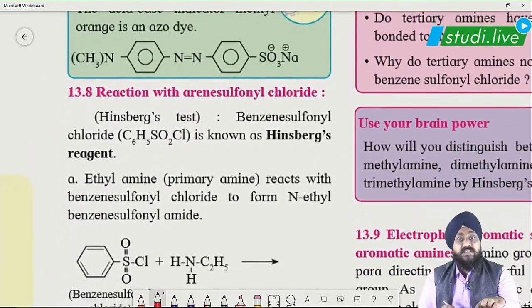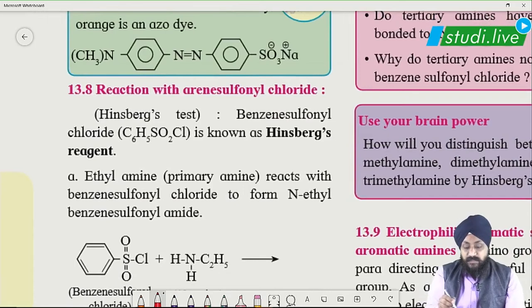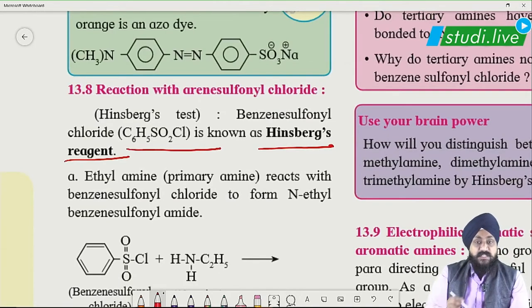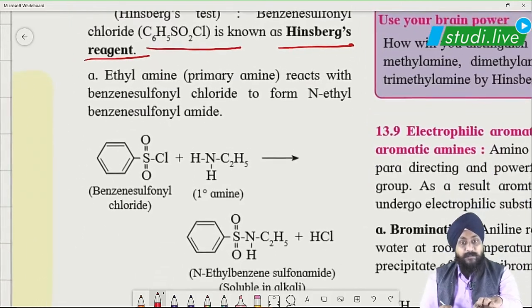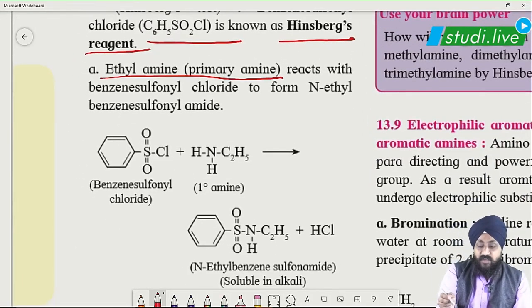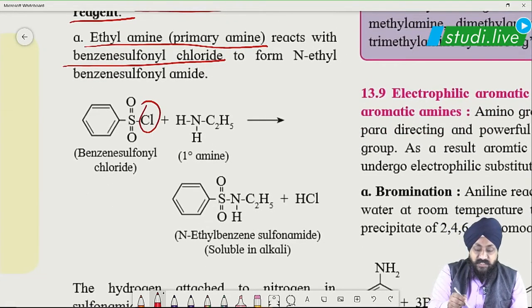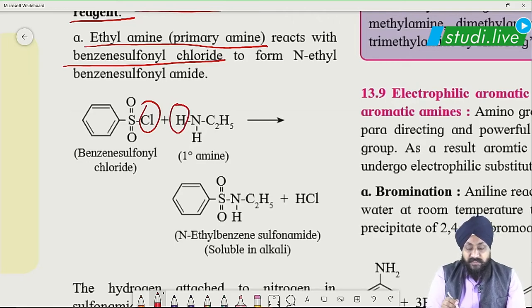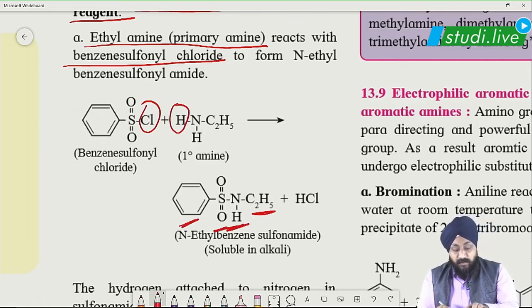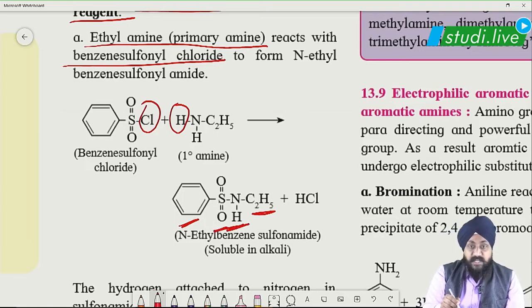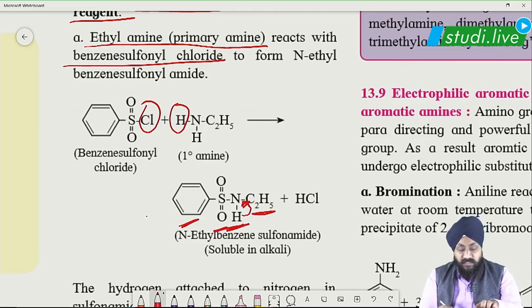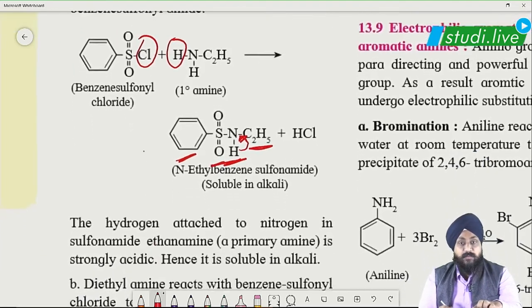Now students, here is the differentiating reaction with Hinsberg's reagent, which is benzene sulfonyl chloride. Your primary amine, students, when it reacts with Hinsberg's reagent, it is going to give you what? See what is happening, students, this H and Cl is lost over here, so you will get N-ethyl benzene sulfonamide. Now this is soluble in alkali. Why? Because N is having H over here. So this N is going to take the electron of H toward itself. So it is soluble in alkali.